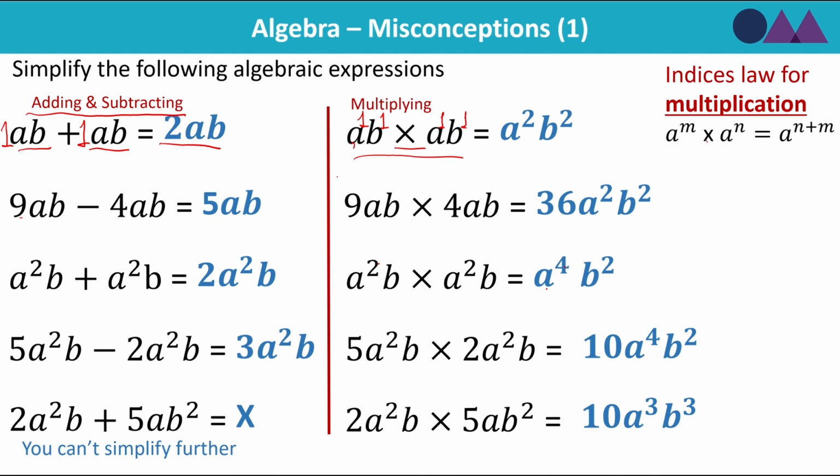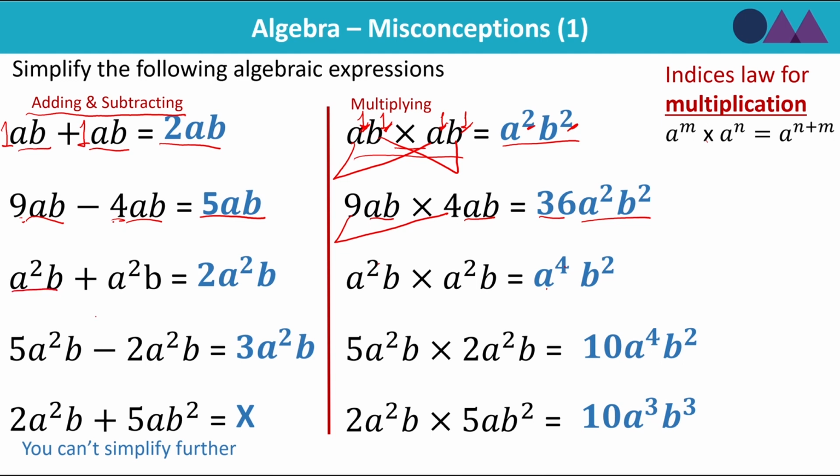Alright, so A times A at the powers 1 plus 1 makes 2. So B times B at the powers 1 plus 1 makes 2. So A squared, B squared. Here guys, AB and AB are the same terms. Then you can subtract. 9 take away 4 makes 5AB. However, when you multiply them, first multiply the number terms. 9 times 4 makes 36. AB times AB makes A squared, B squared.